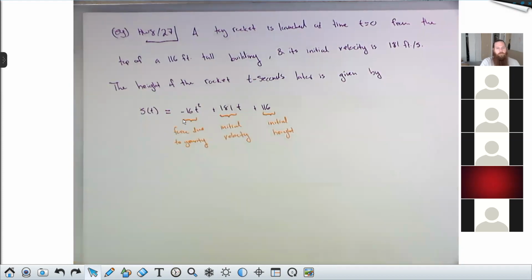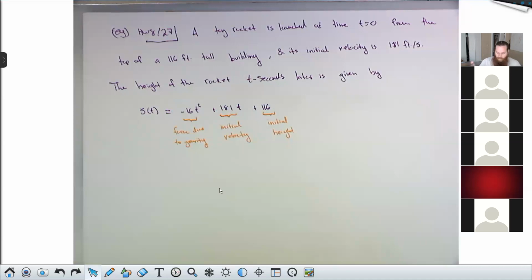All right, the orange stuff you don't need to solve the problem. They're just interesting facts, and you may find them useful if you ever bump into a problem that asks you to think critically, like giving you this function and asking what's the initial height? Always the constant. What's the initial velocity? Always the linear coefficient.